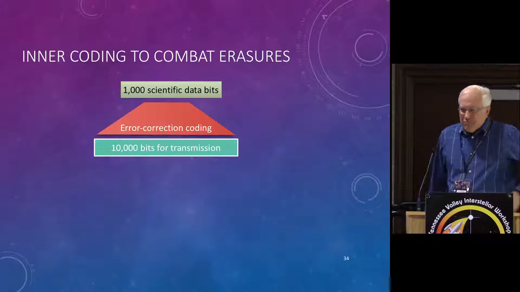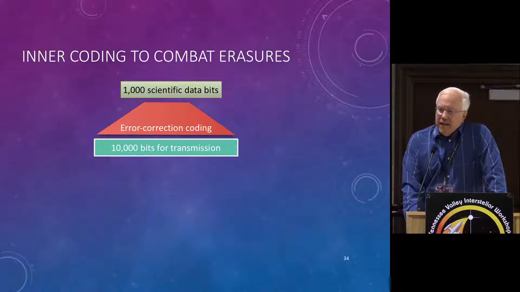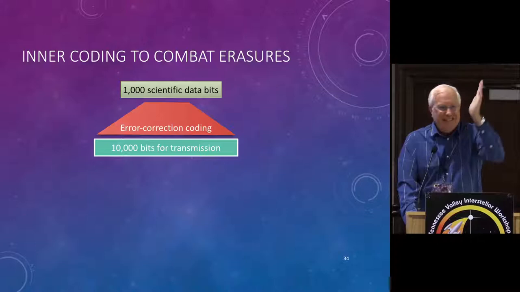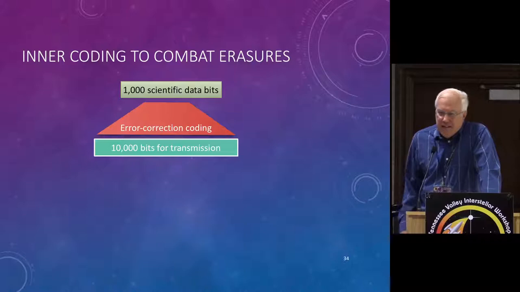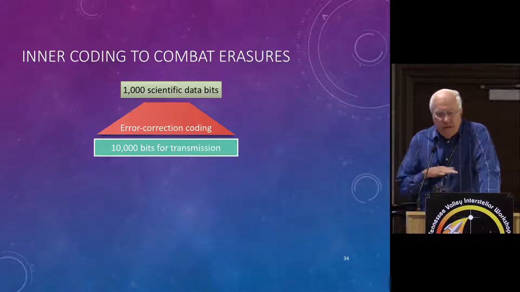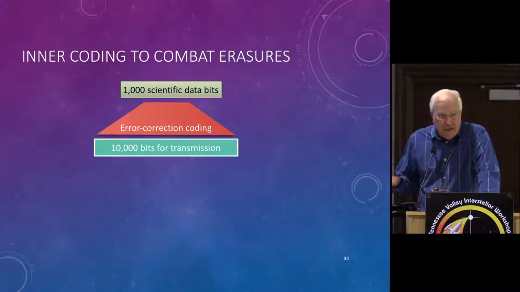I'd like to try to give you a sense of how we communications people move vertically through mathematics and processing without getting into the mathematics part. The basic idea would be something like the following. Start with 1,000 scientific data bits. We do what's called error correction coding, which expands the number of bits to 10,000. So we've expanded the number of bits by a factor of 10.